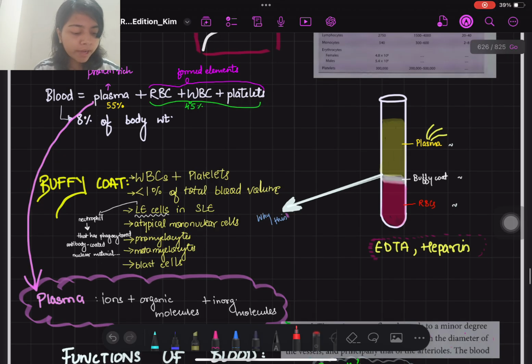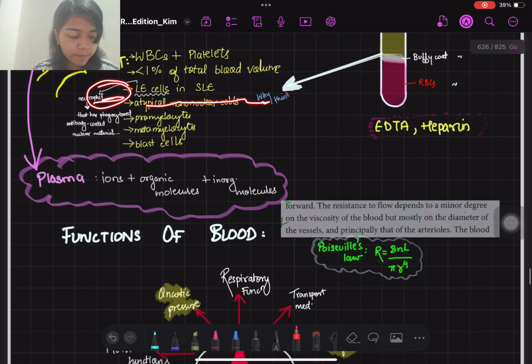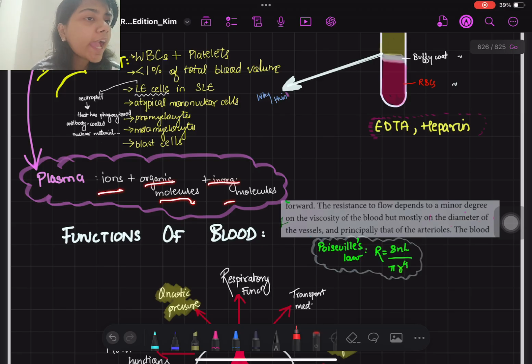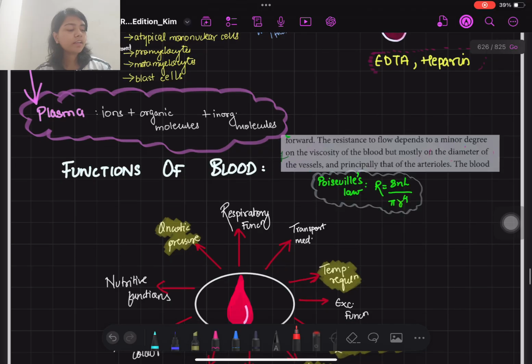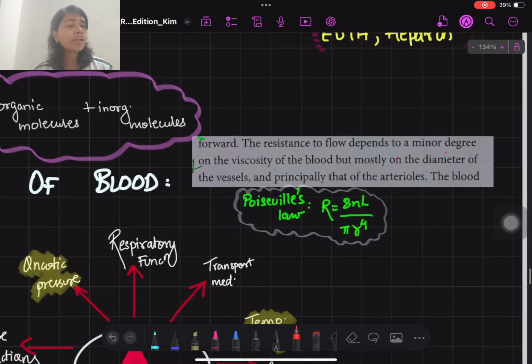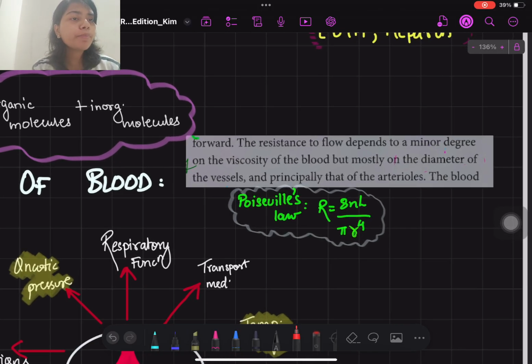Then blood was made up of plasma, RBC, WBC, platelets. Plasma again is made up of ions, organic molecules and inorganic molecules. For now just remember this, because the next video is going to be about plasma. Then, this is a very important statement from Ganong. You may ignore it, but it has a very good correlation with your 11th-12th physics.